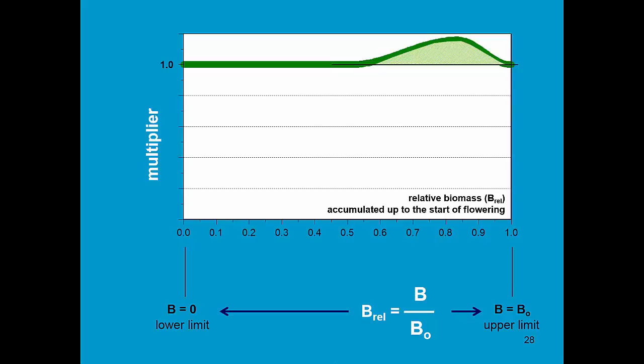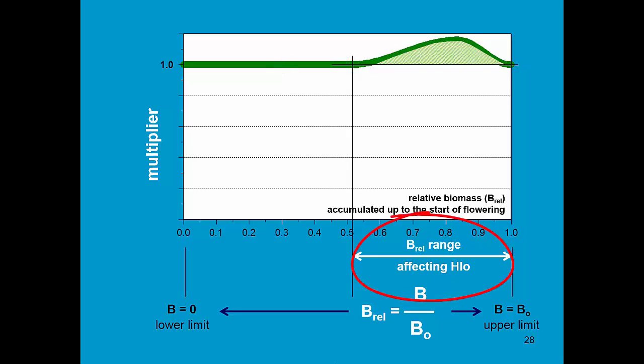Here we see a graph in which the effect of the stresses is expressed by means of the multiplier. Now, when there were no stress, the multiplier is 1 and the harvest index is not affected. When the stresses are light, then the harvest index is going to increase. However, when the stresses become more and more severe, this has no longer an effect on the harvest index. So there is a limited range in which the harvest index can be adjusted.